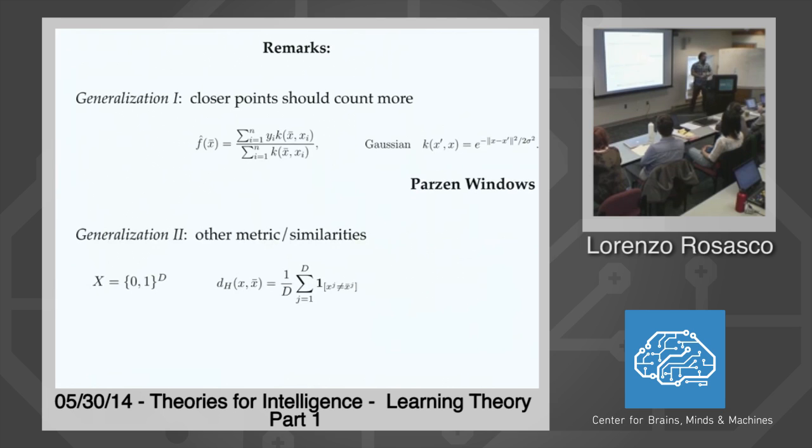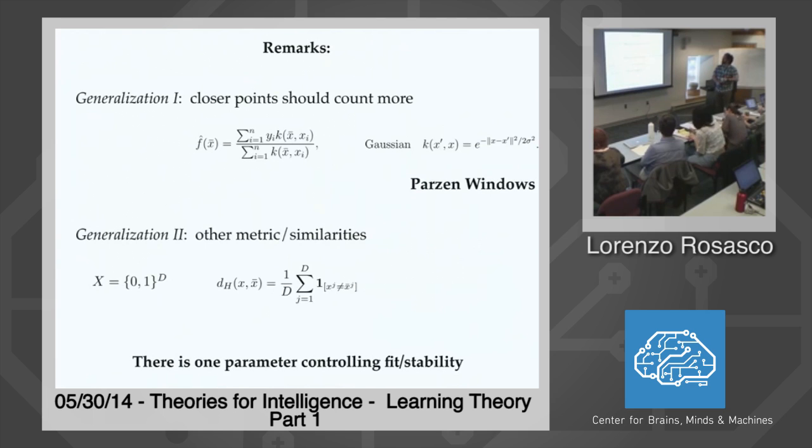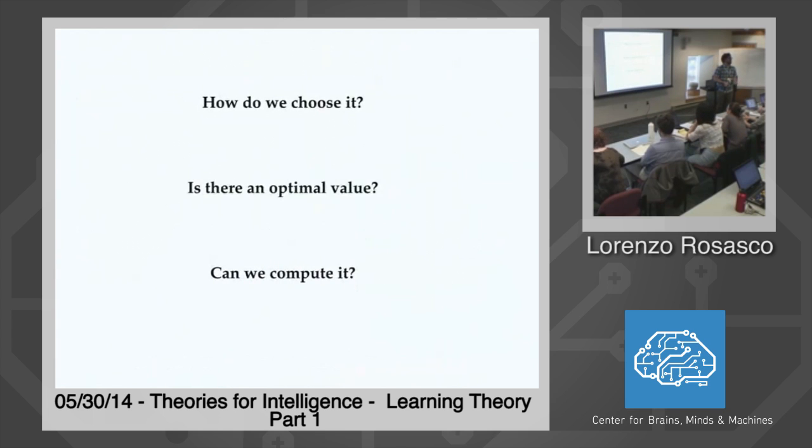All this for me is an excuse to look at this one remark here. You always have at least one parameter that gets you from a complicated to a simple solution. And there is the one obvious question: how do you choose it?